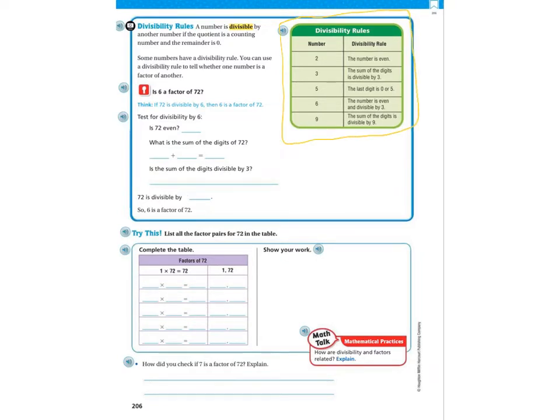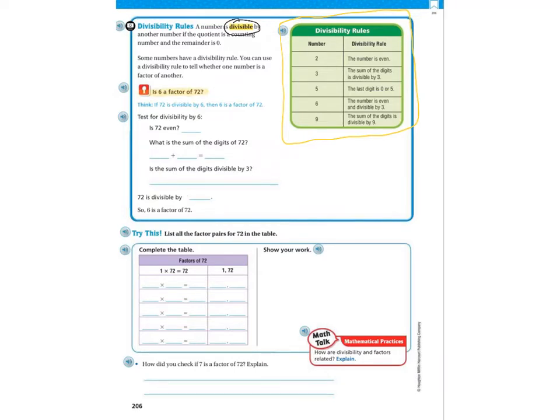Divisibility rules. So you're looking at a number, right? Most of the numbers have divisibility rules, but these are your basic ones that aren't terribly complicated. And so a number is divisible, and that's a key word there, by another number if the quotient is a counting number, your whole number, and the remainder is 0. So let's take the number 72. So our question here is: is 6 a factor of 72?